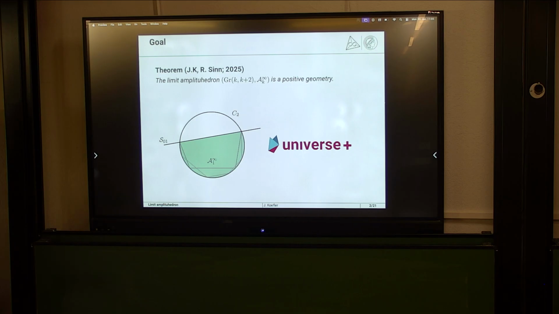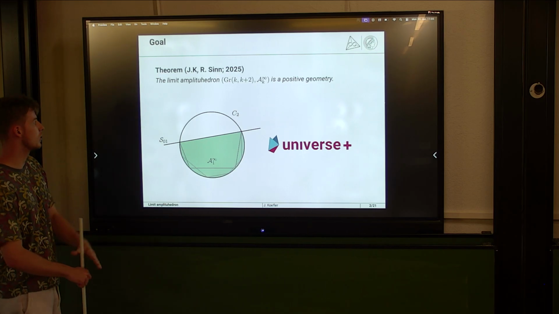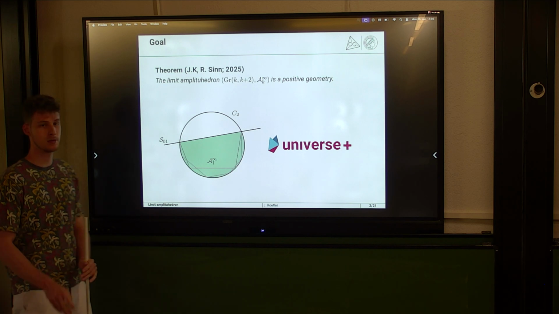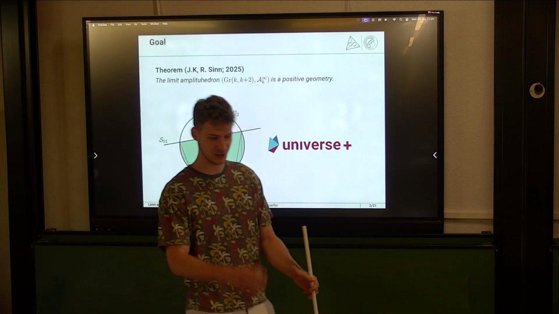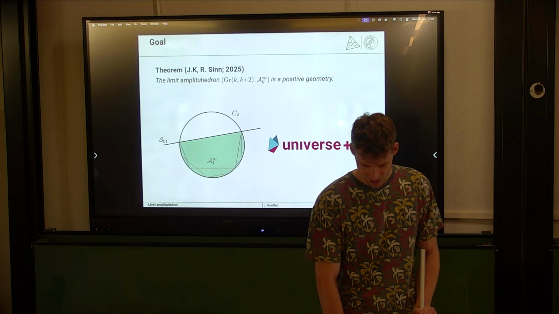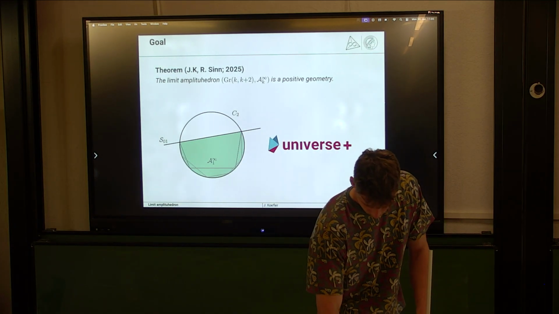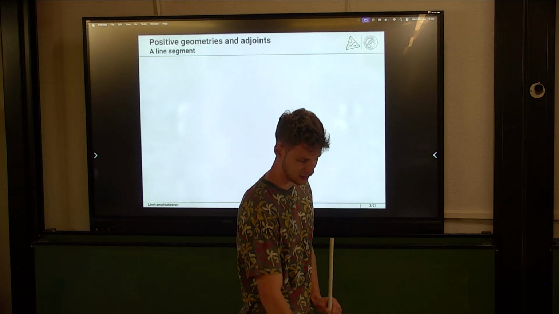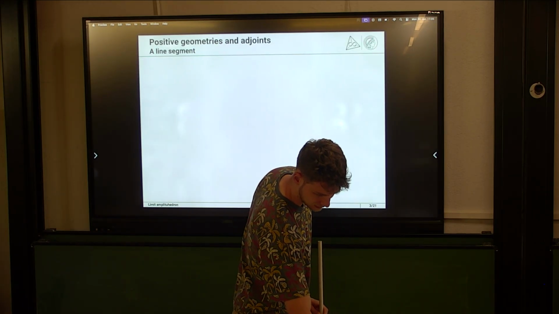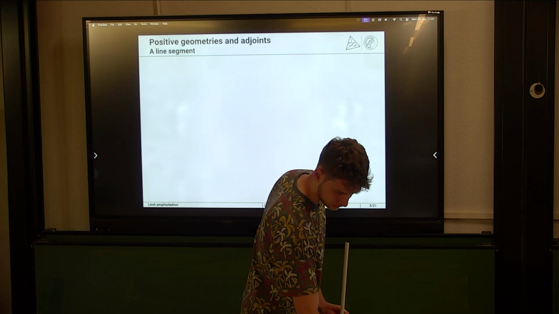And before I start diving into the notions, this whole limit amplituhedron story is also going to be a story about rational normal curves. If you're mathematicians, you might be inclined to like those. They are nice curves, and maybe you appreciate that side of the story a bit more. Well, so we're going to start with positive geometries, and in fact we're going to start with a line segment and work our way towards the notion of an adjoint.